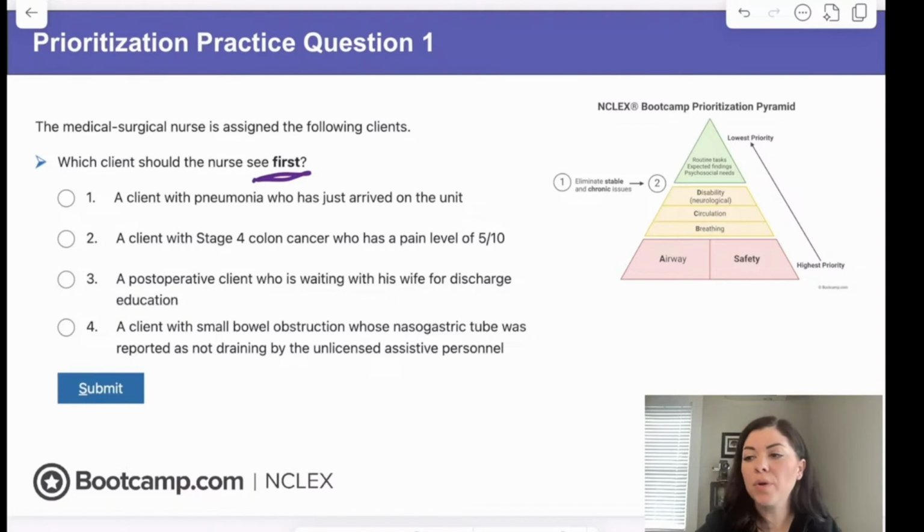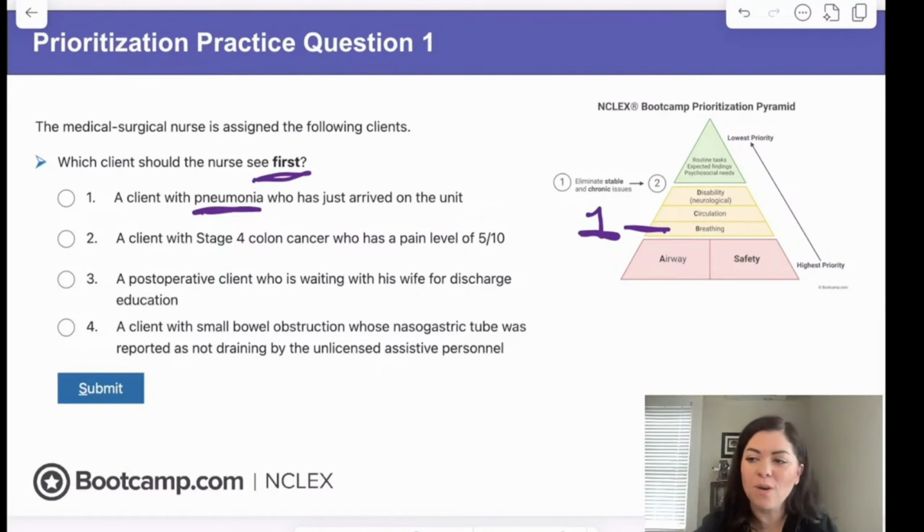A client with pneumonia who has just arrived on the unit, a client with stage 4 colon cancer who has a pain level of 5 out of 10, a post-operative client who is waiting with his wife for discharge education, and a client with a small bowel obstruction whose NG tube is reported as not draining by the unlicensed assistive personnel. So let's look a little closer. We have a client with pneumonia who just arrived on the unit. If we look over here at our pyramid, we know that pneumonia can pose a breathing issue, which is of course a concern, but there is something even more concerning about option 1.